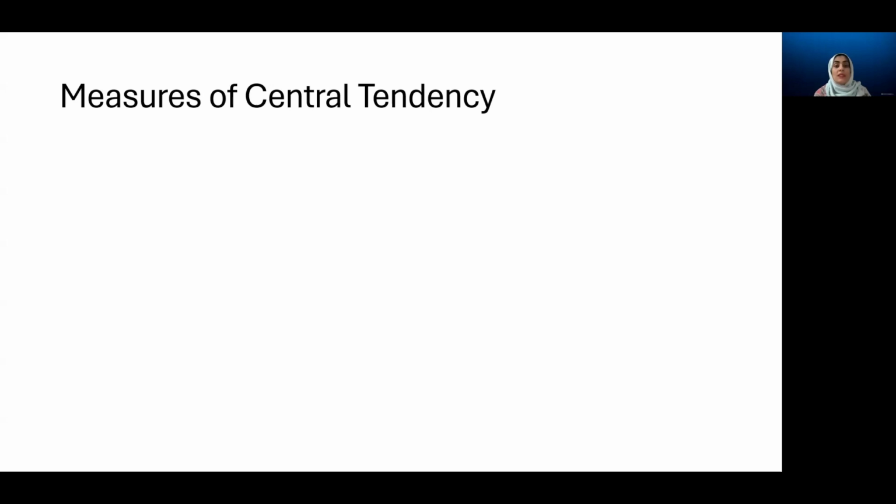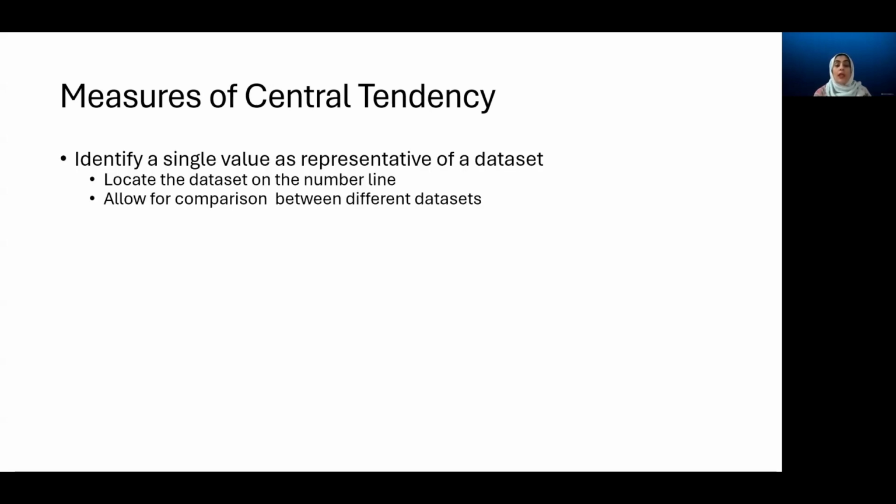By this term, center or central tendency, we mean to identify one single value as a representative of the entire data set, irrespective of how many different values there are in the data set and how many of them are there. We identify one value as the central value of the data set. And once you do that, you can locate your data set on the number line. That is why they're also known as the measures of location of data. And after that, you can compare two data sets.